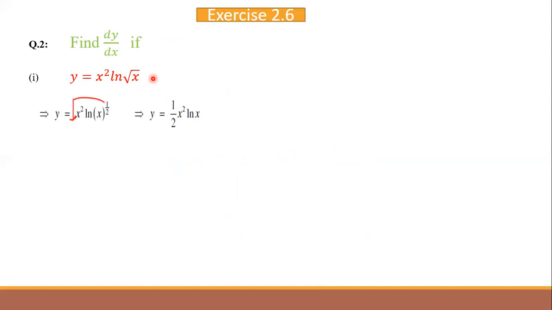Before applying the product rule, we have a little calculation. Square root of x means 1 by 2 power, and as you know that by applying power on log, the power comes to the first. So this power goes to the first, which means y is equal to 1 by 2 x square natural log of x. We can directly apply product rule on this step or we can apply product rule on this step.